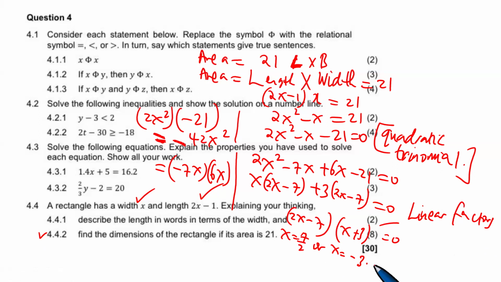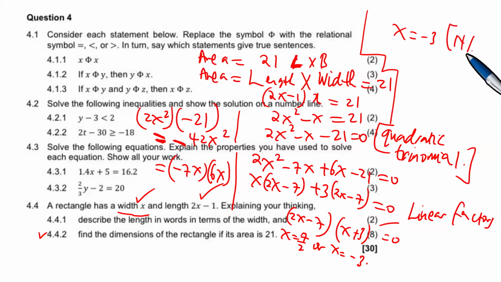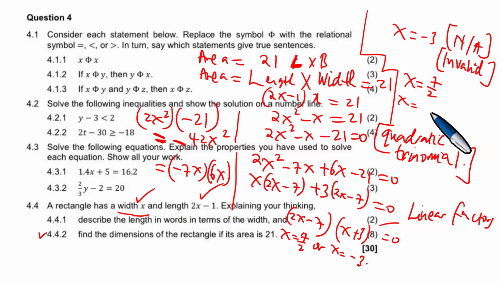Obviously we know that x cannot be a negative number because we're dealing with dimensions, and x is the width. So x equals minus 3 is not applicable, or it is certainly invalid. Which means therefore that x is 7 over 2, which means x is 3.5. Okay, x is 3.5, and this is the width.